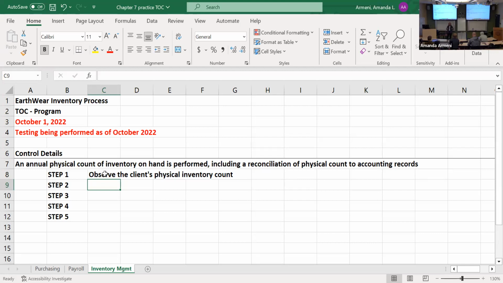But you will physically go out to the client's site and you will observe their physical count of inventory. You will walk around, talk to the employees, and see with your own eyes that they are performing that physical inventory count, right? And then you'll write up your observations typically in a memo, which you could even include as a step.